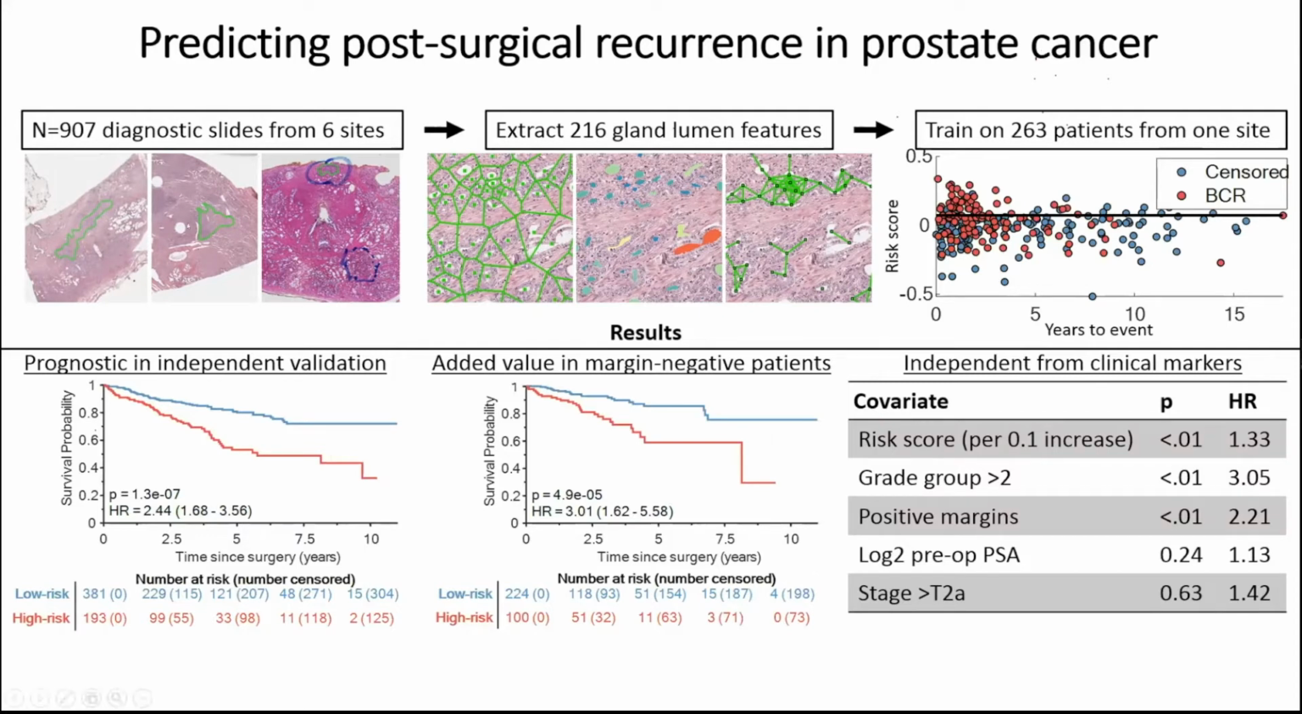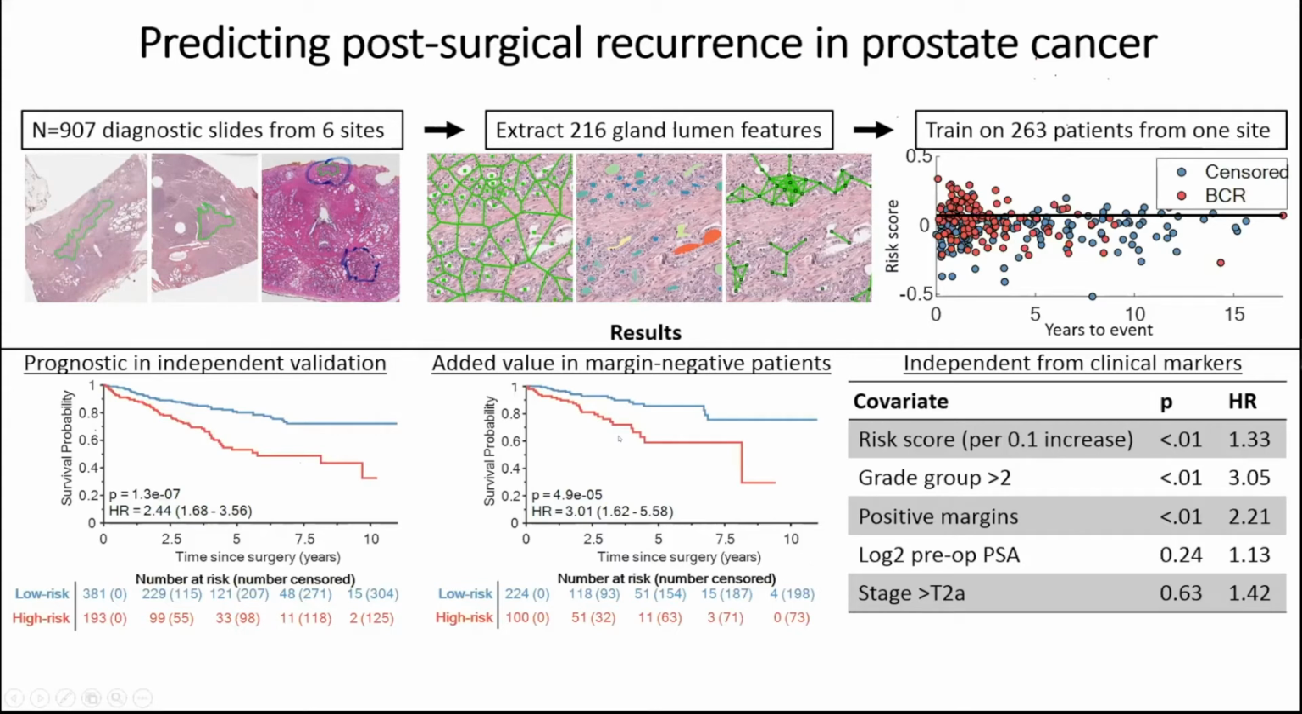This is a study with almost 1,000 patients from 6 different sites. We used one of the sites for training the classifier and used a large cohort of almost 600 patients to do the independent validation, and found that there was a clear separation between those patients who did and did not have cancer recurrence.